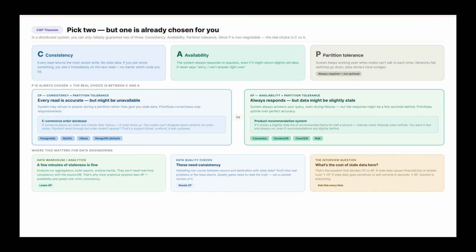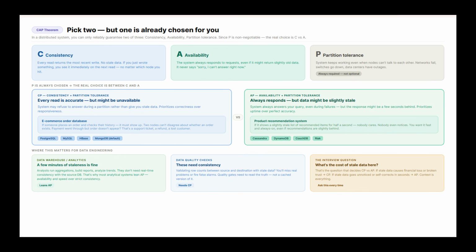But your product recommendation system, if it shows you a slightly stale list of recommended items for half a second, nobody cares. Nobody even notices. You want it to always respond fast, even if the recommendations are a few seconds behind. That's Cassandra territory. That's AP.